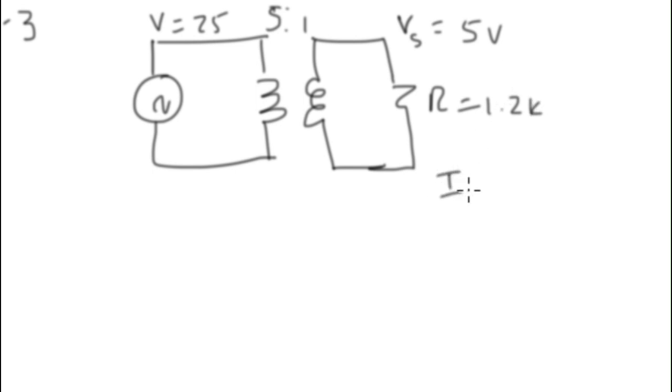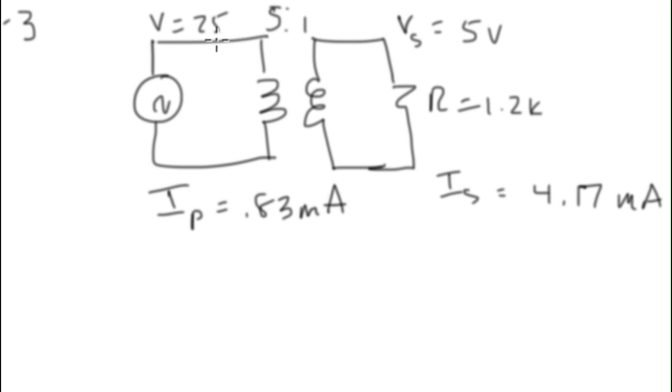So now I can find I secondary. It's 5 divided by 1.2, or 4.17 milliamps. So what would be my primary? High to little, big, little, big, little. So this is 4.17 divided by 5, or 0.83. So I primary is equal to 0.83 milliamps. That's problem number 3.